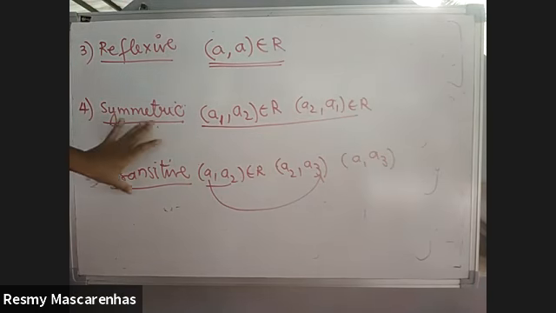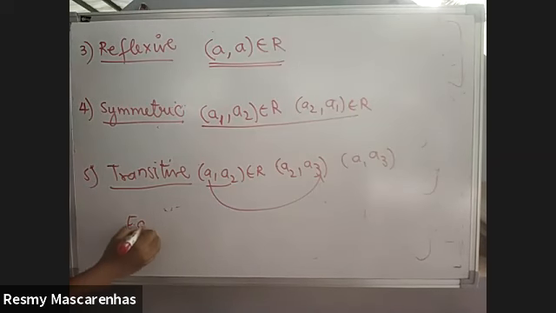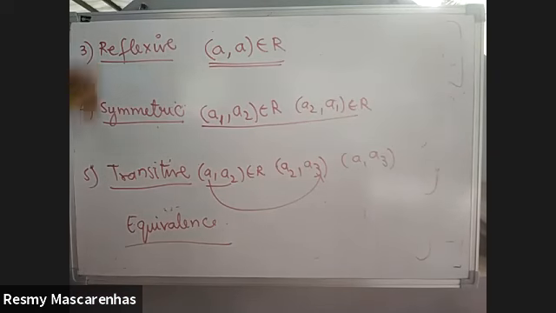And if all these three are satisfied, then it is called an equivalence relation. If it is reflexive, symmetric as well as transitive, then the relation is called an equivalence relation. So these are only from the definition point of view. Now we'll start with the actual example and try to understand what all this meant. So this is in the notes, page number 2.